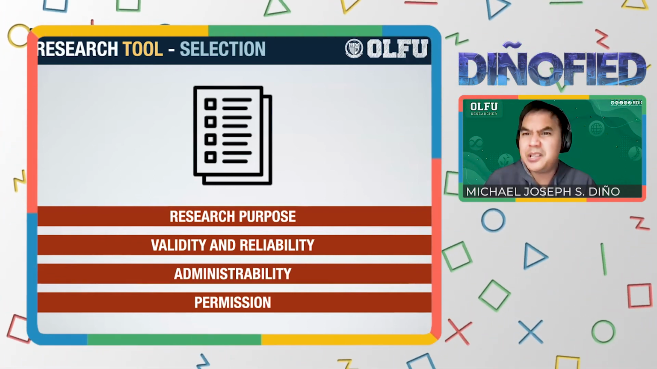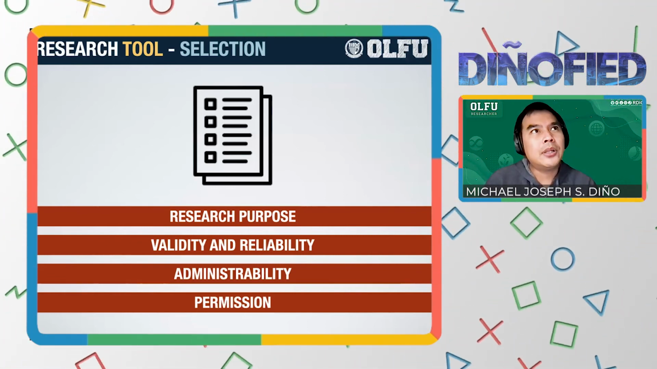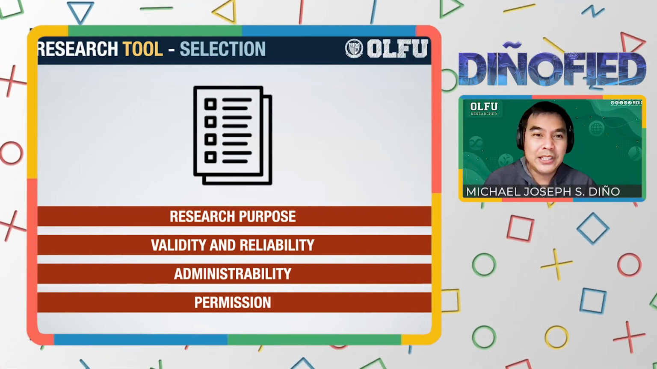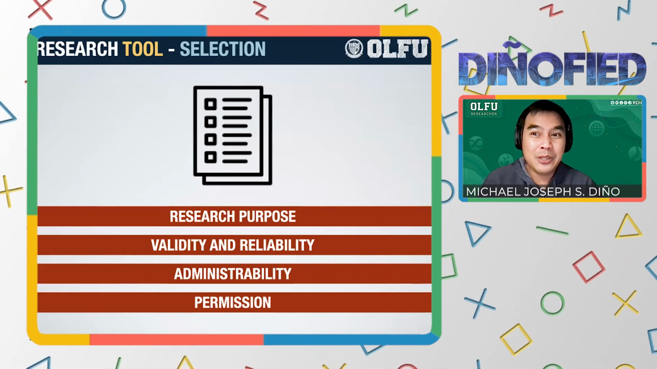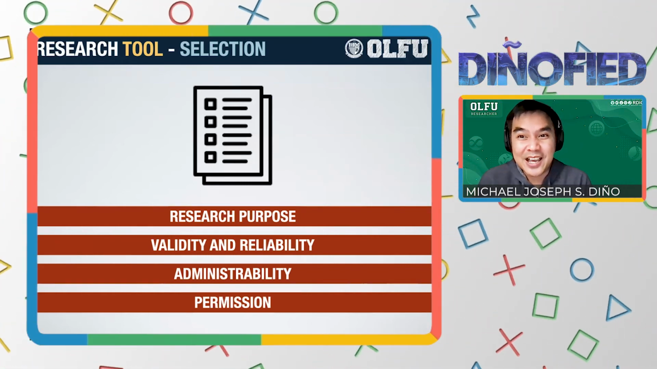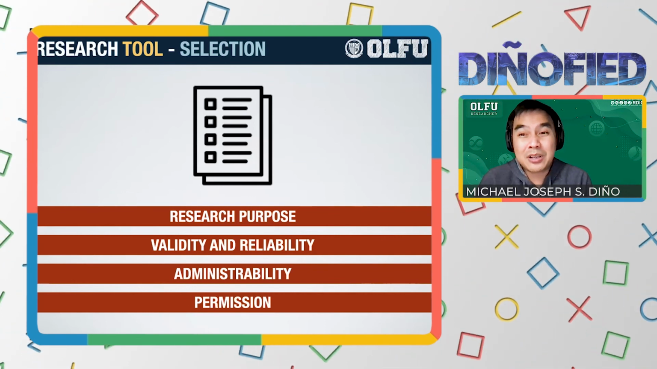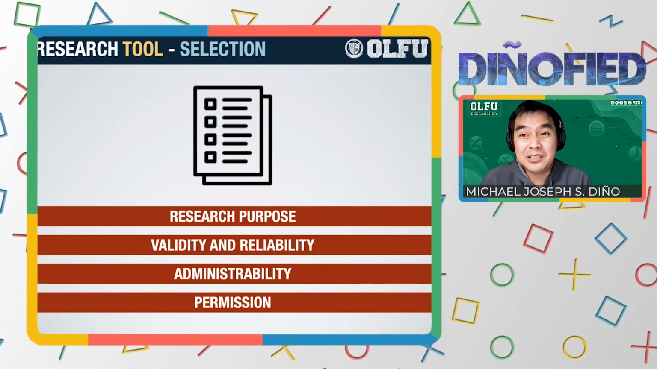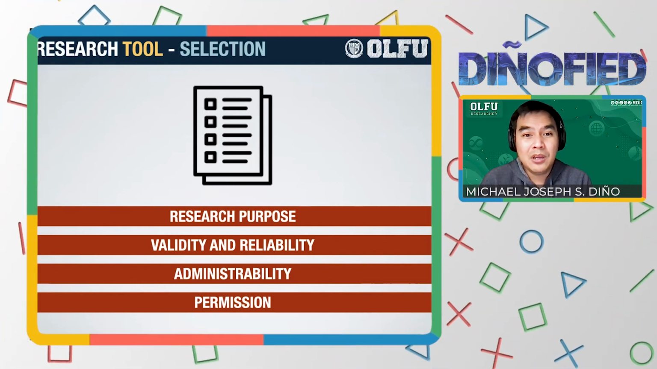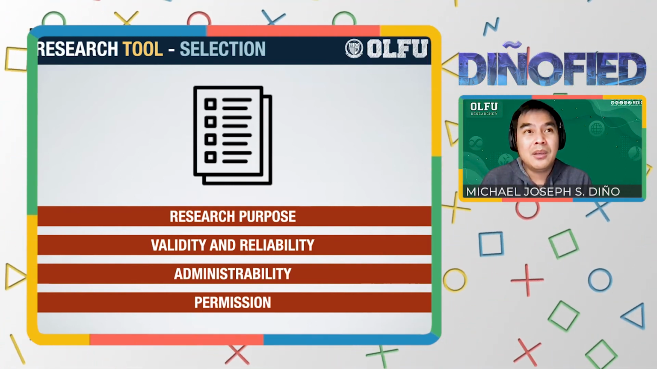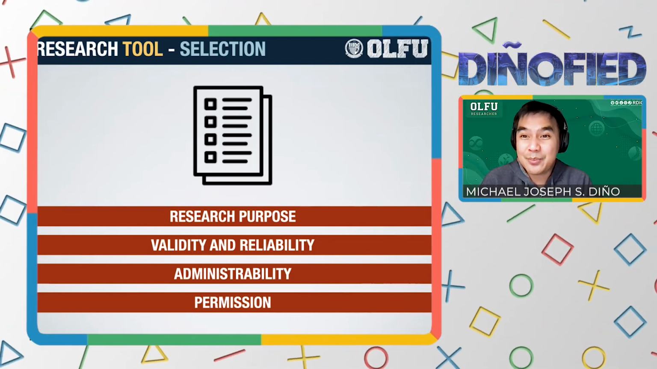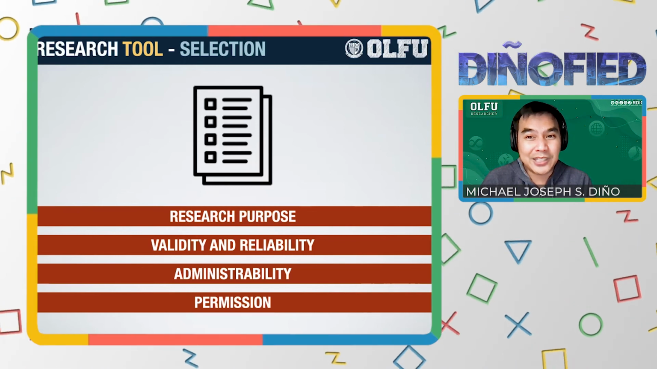Next one is administrability. For example, merong health-related quality of life questionnaire na 30 items. Meron din naman 6 items lang. Which one will you use? Siyempre, yung 6 items lang, kasi mas kokonti siya, diba? Pero kung titingnan nyo yung validity and reliability statistics niya, pareho lang. So therefore, why use 30 items if you can measure the same concept doon sa 6-item questionnaire? Diba? So administrability, that is very much important.